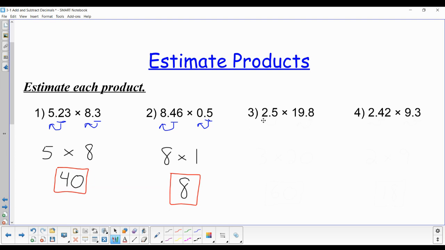Number 3, 2 and 5 tenths is 5 or above. Give it a shove. 2 becomes a 3. And 19 and 8 tenths is 5 or above. Give 19 a shove up to 20. And 2 and 5 tenths times 19 and 8 tenths is about 60. You do 3 times 20 is 60.